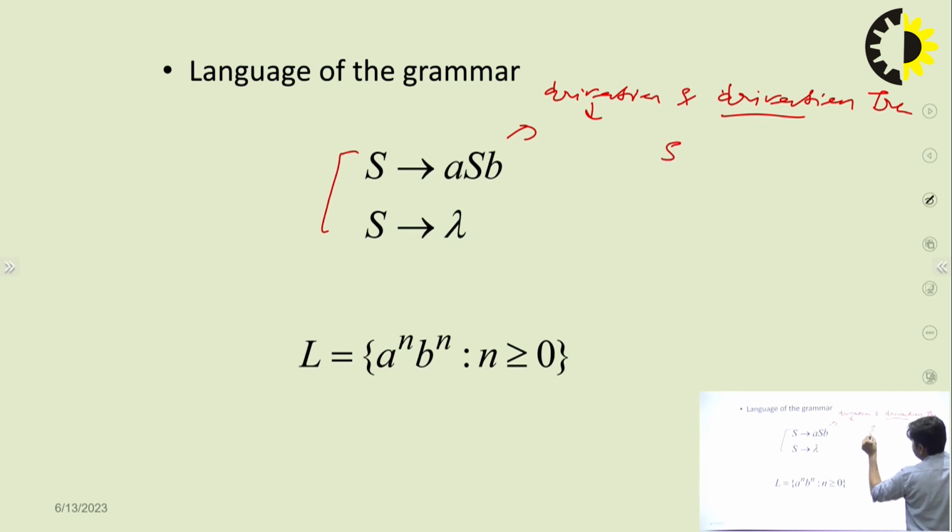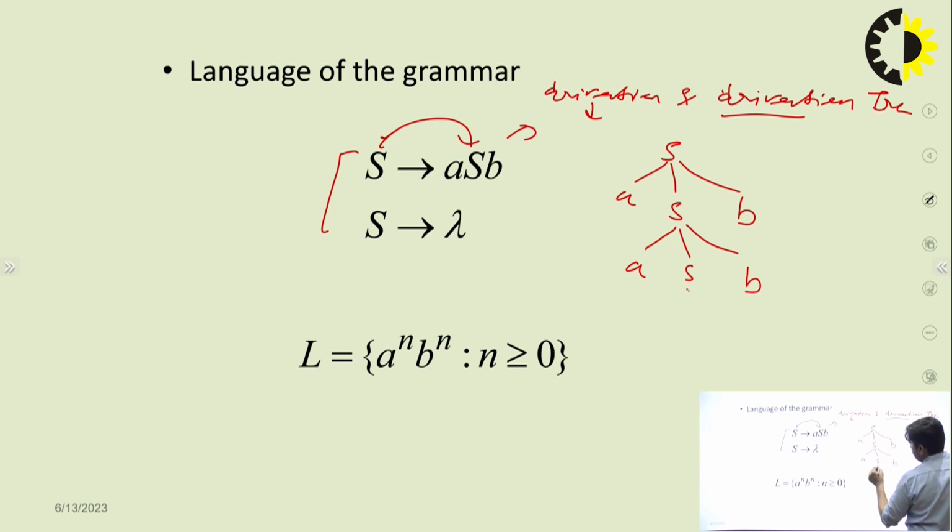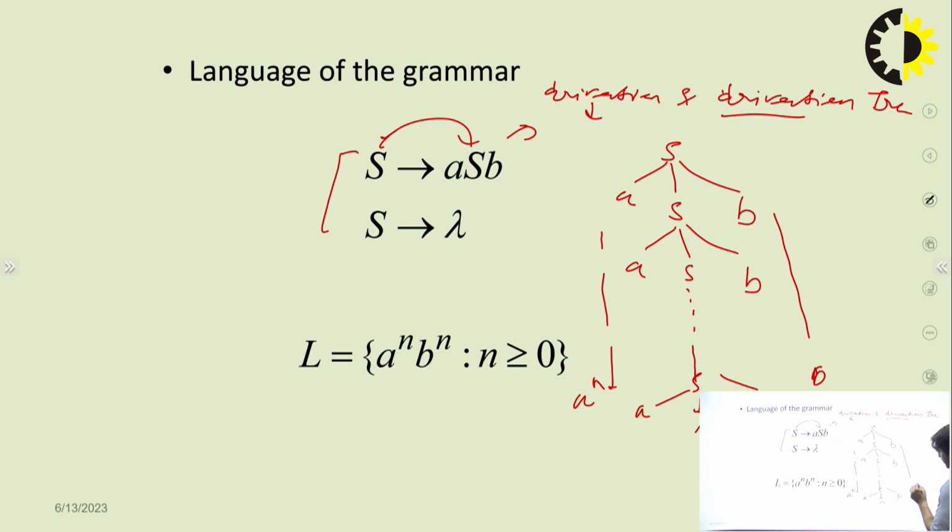We start with the start symbol S, giving A S B. Now we recursively put the same production A S B and so on. And at the last we put lambda. Now we have generated n number of A's, A to the power n, and the same B to the power n, where n is always greater than or equal to 0. This language will be generated. We read from the left to right of the tree.